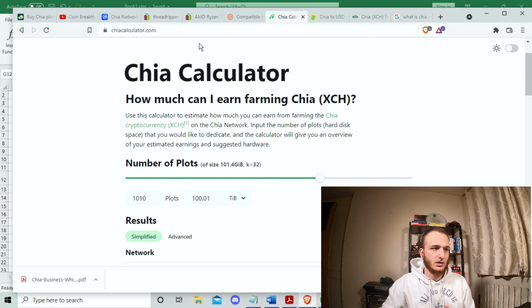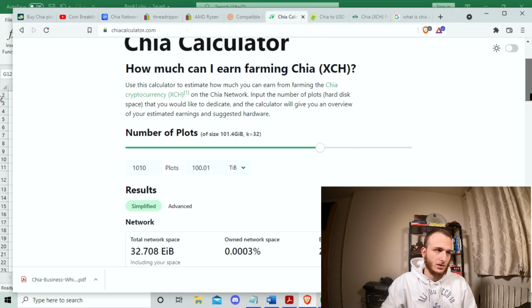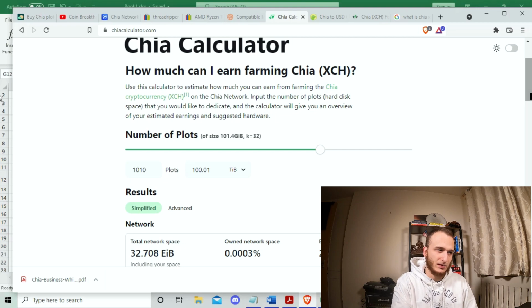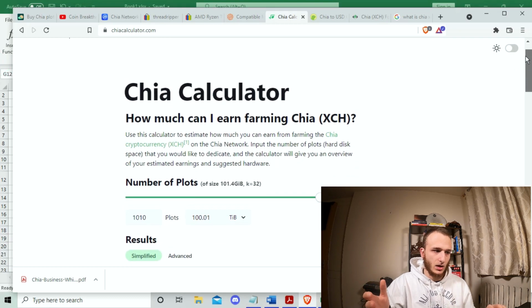Plots are basically each of the spaces that you will have to find a solution for the blockchain problem. Those are the simplest terms I can explain it to someone who probably doesn't know anything about blockchain. Let's assume you don't know anything about blockchain. But basically, these plots will be trying to solve a problem, and you will be eventually rewarded for solving problems. And we'll get to that in a minute.